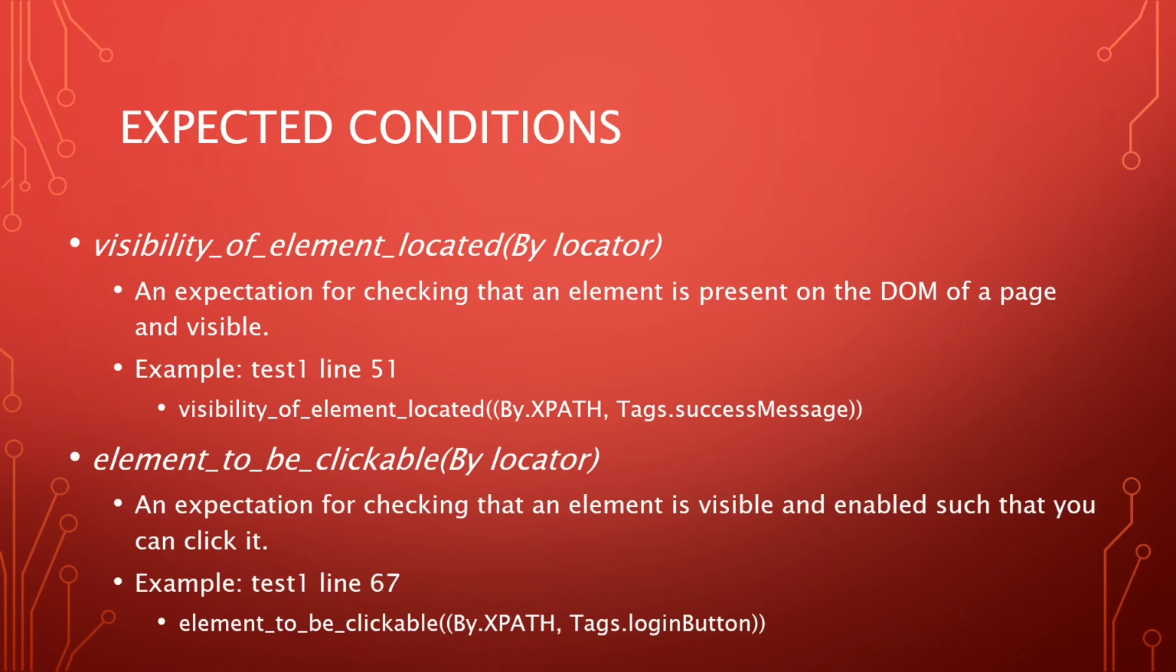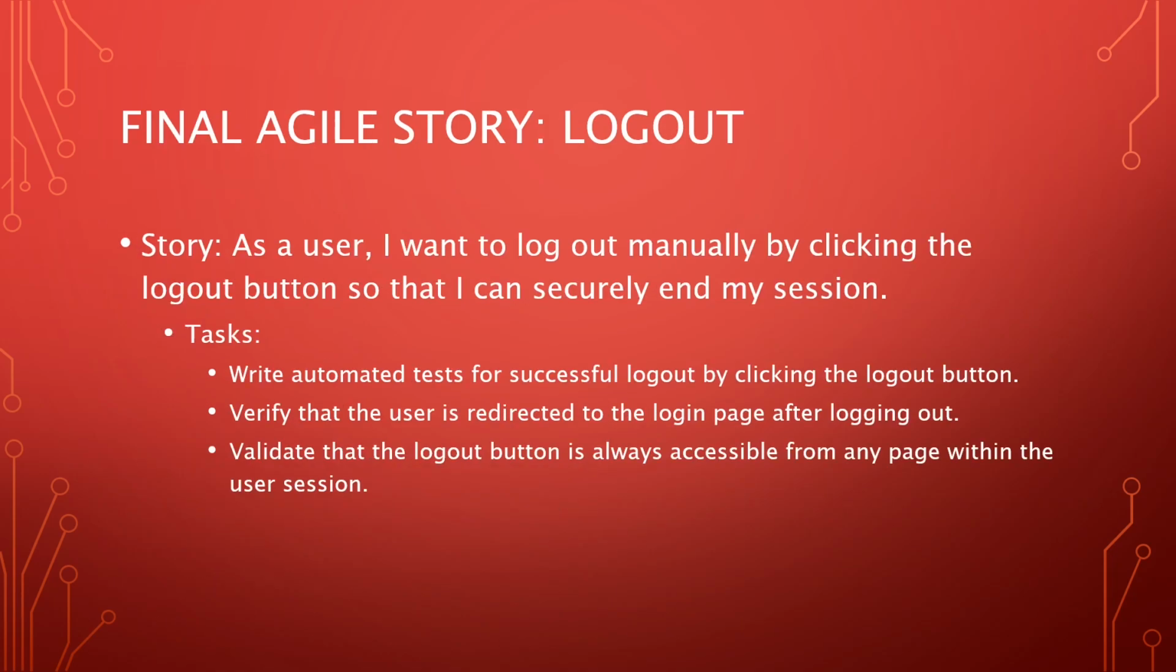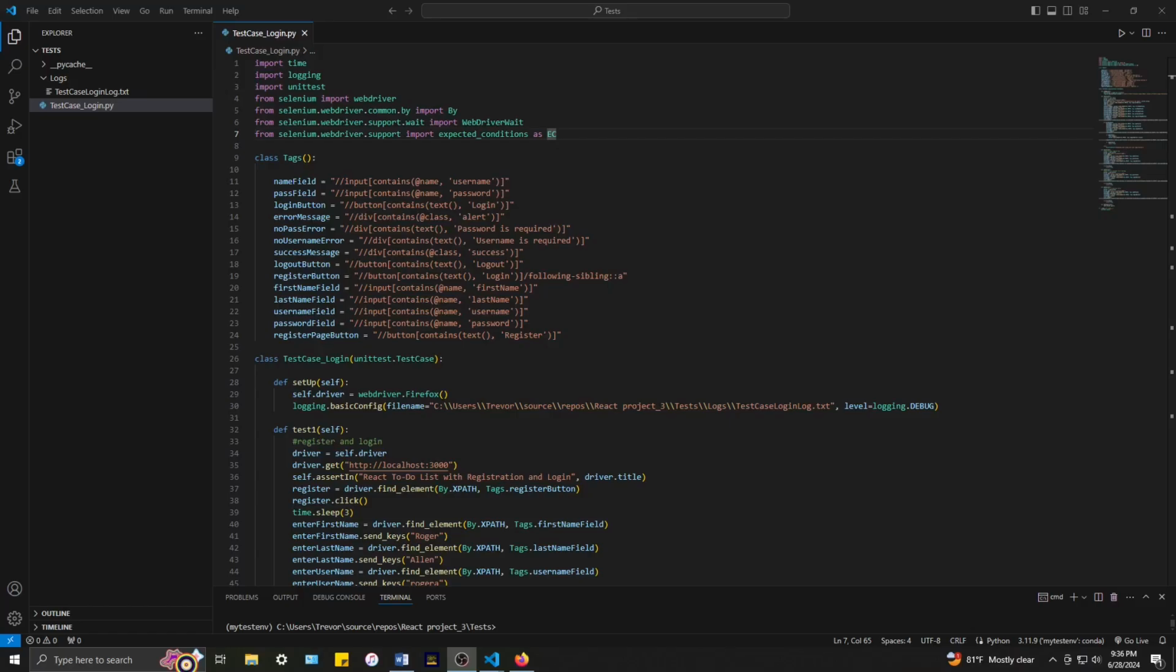Let's return to our last Agile story for this lesson. We still need to validate that the Logout button is always accessible from any page within the user session. This last test case will follow the same pattern we used in our login test case, and since there is only one other page on this app, we won't have to navigate too much.